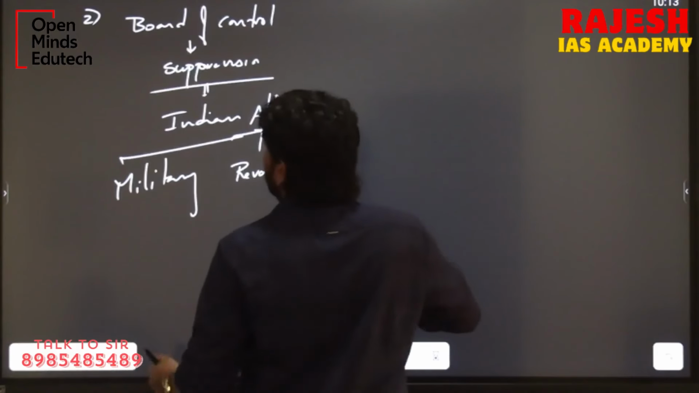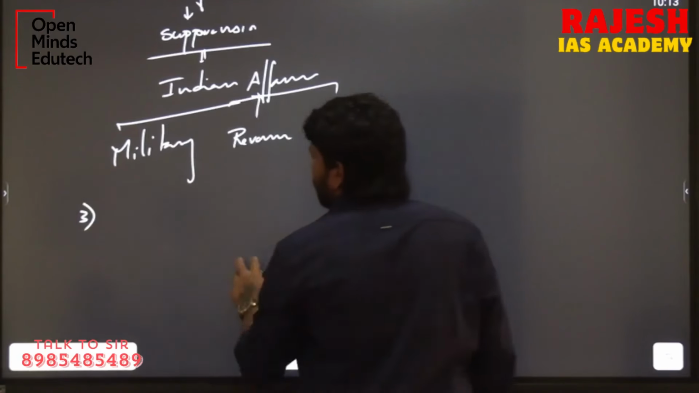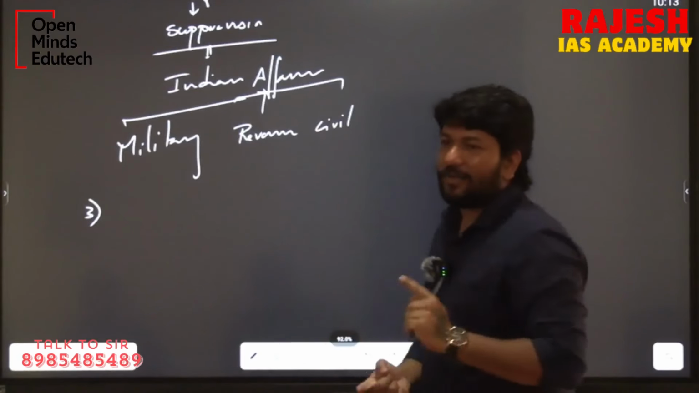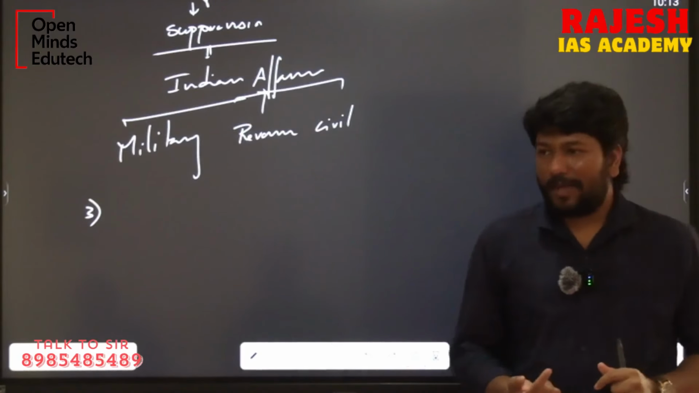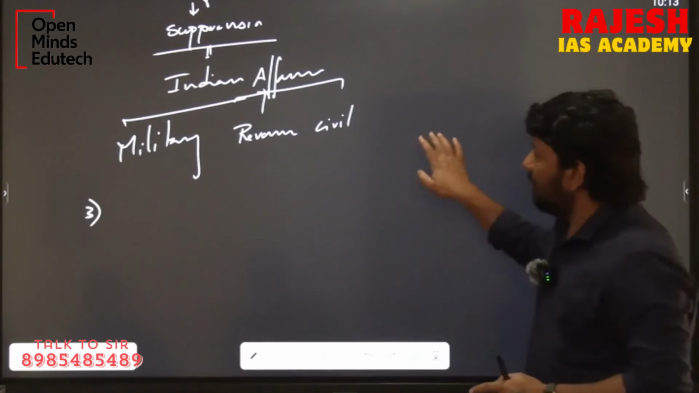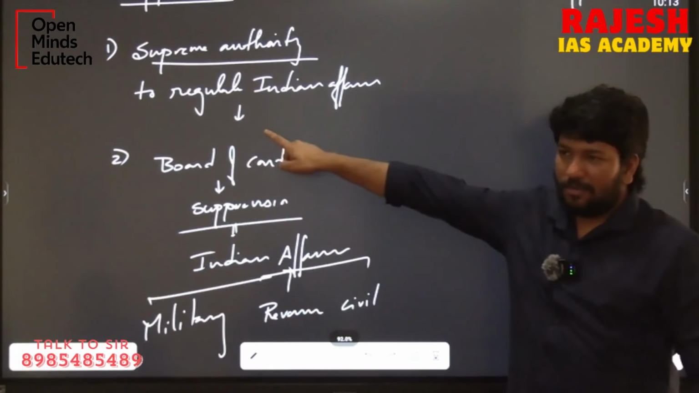Next one. Second one. So third, whatever points you can write. Okay, so regulate. Next one. What is the drawback? Next drawback. 3 drawbacks. First drawback solved.